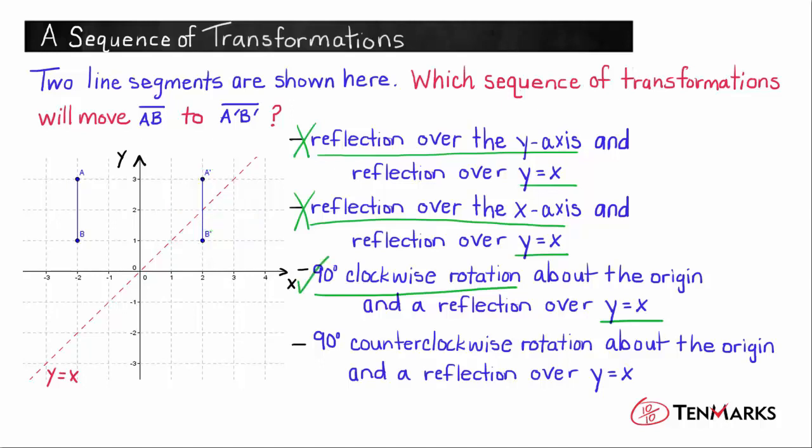Of course, we're not going to stop there. We have one more answer choice to consider before ending the problem. So let's take a look at the last one. It's a 90-degree counterclockwise rotation about the origin, and then a reflection over the line y equals x.